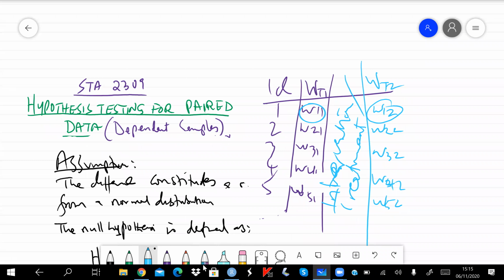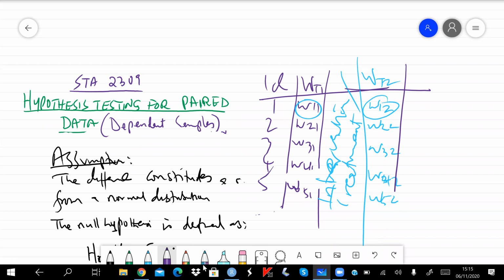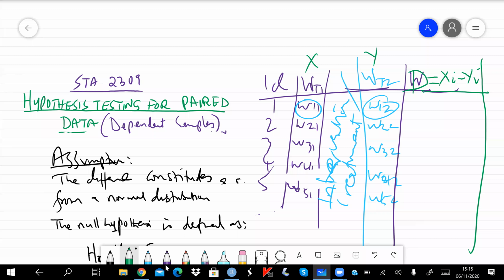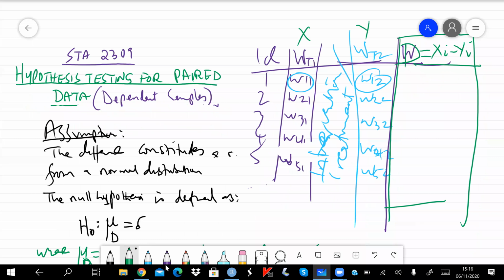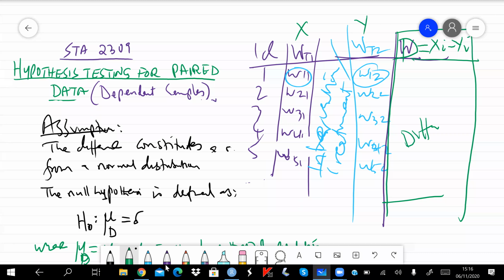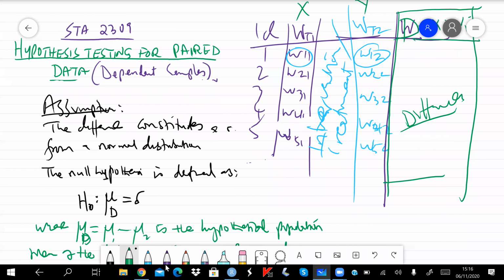So in such situations, it is better to start by working out the difference. For convenience, I can label this one X and this one Y. So a better way is to look at the difference between the pairs of observations, which I'm calling D here, where D is equal to Xi minus Yi. Then you work with the differences obtained from here. The assumption is that these differences constitute a random sample from a normal distribution.